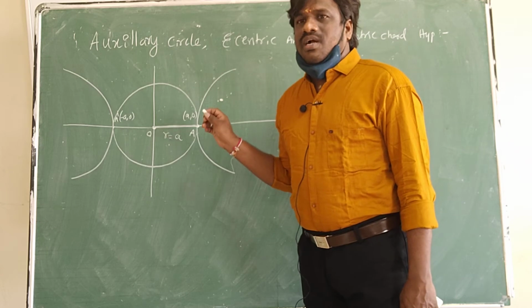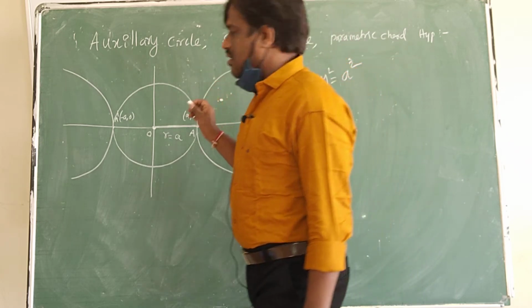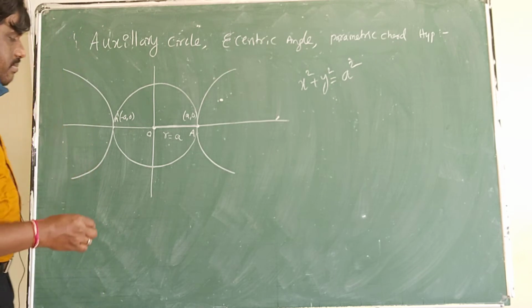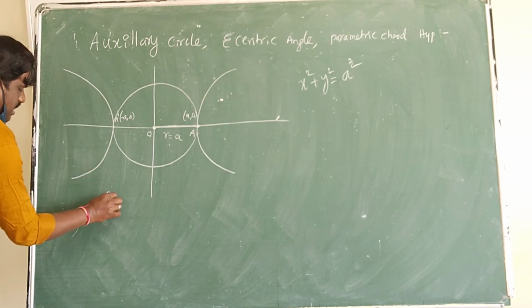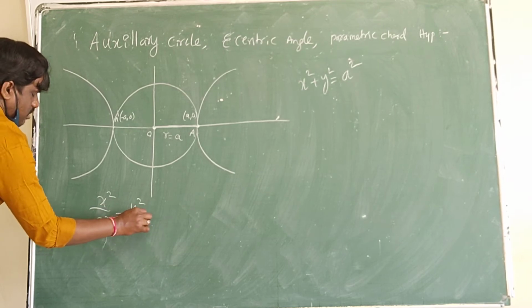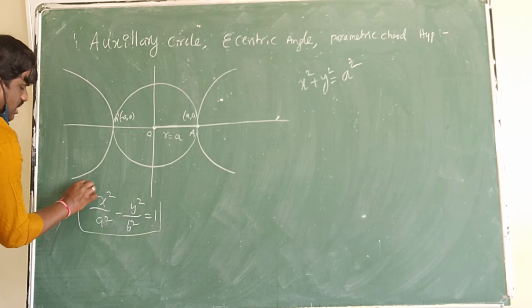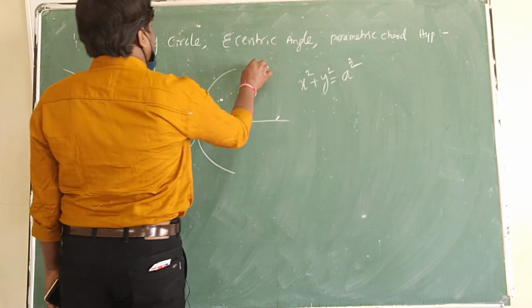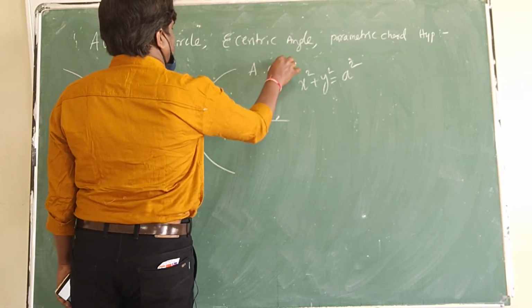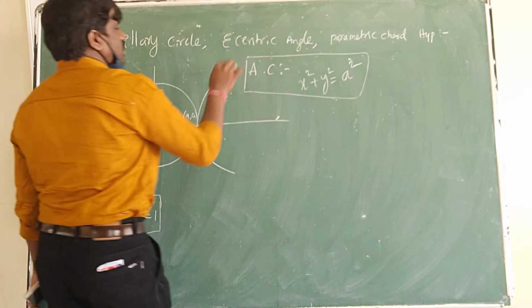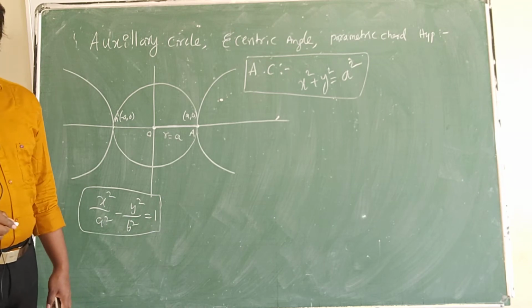Correct? Now what is the equation of hyperbola? x square by a square minus y square by b square is equal to 1. This is the equation of hyperbola. And this is the equation of auxiliary circle, AC. AC means auxiliary circle. That is x square plus y square equal to a square.